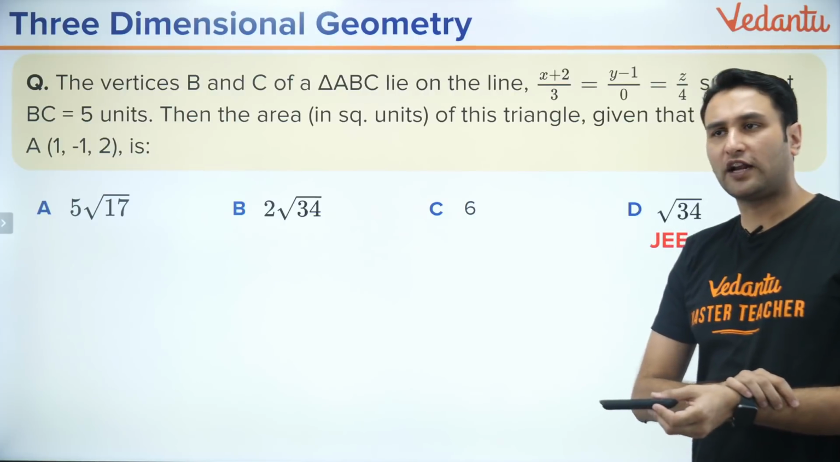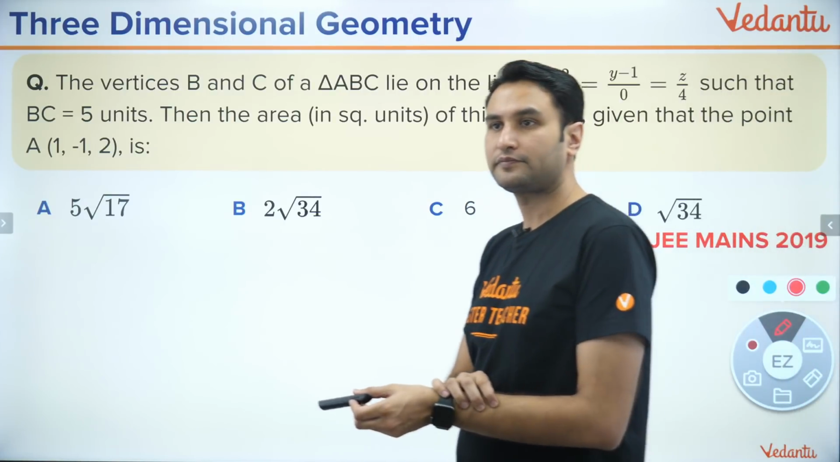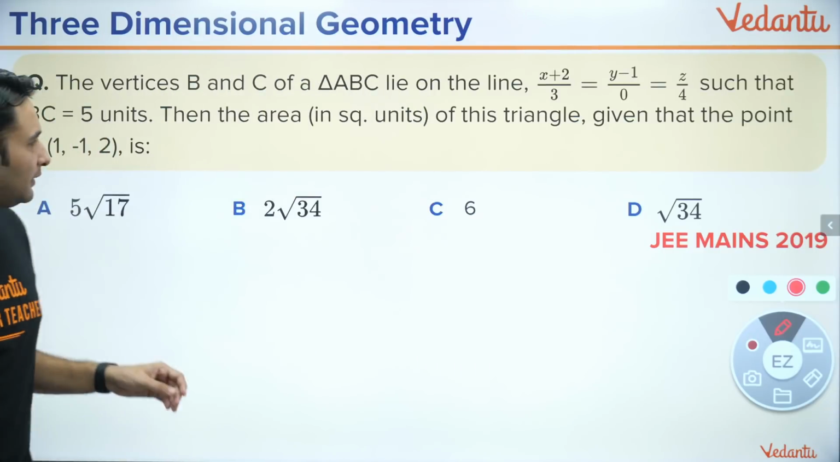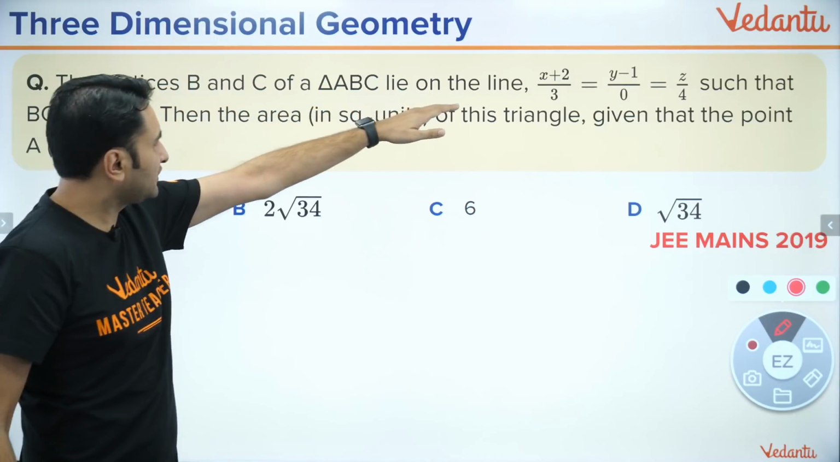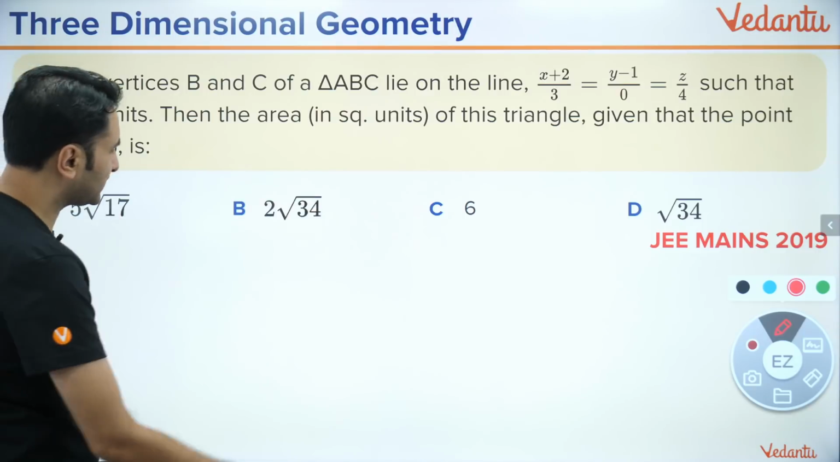हाँ, जो भी थ्योरी मैं करा रहा हूँ, that is more than sufficient. ठीक है, आ जाओ, अब इधर आ जाओ. So the vertices B, C of a triangle ABC lie on this line. तो बनाते हैं एक.